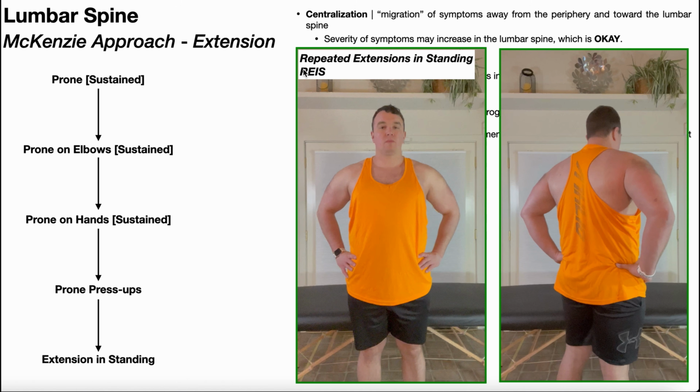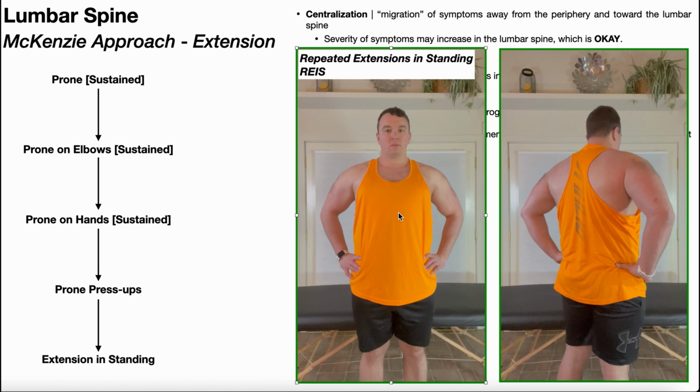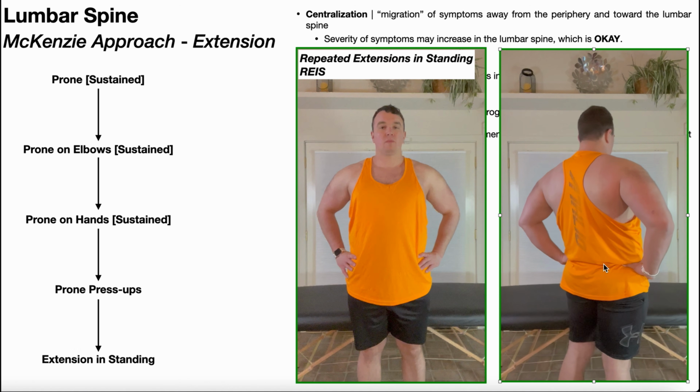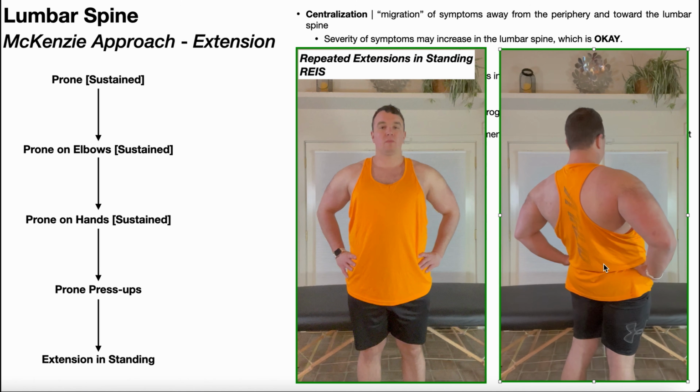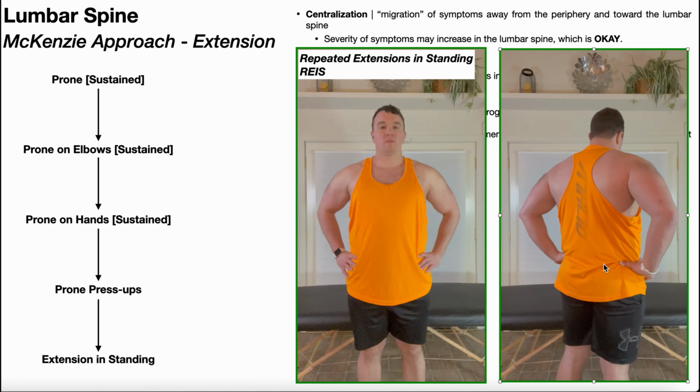And a lot of times this is called repeated extensions in standing, or REIS for short. Okay? So what I usually say to do is put your hands on your hips, and you're just going to go through lumbar extension, like this. I'd usually recommend having something behind them, whether it's the treatment table or a chair, just in case they happen to fall backwards. It's right there for support. Here's a look from the side so you can see that lumbar extension right there. Again, you're only going to have the patient go through a range that they can tolerate and that centralizes their symptoms.